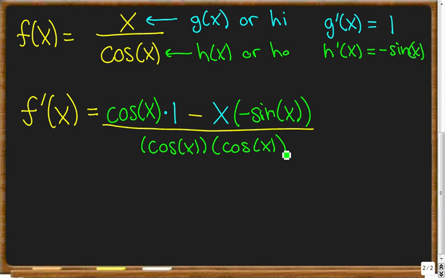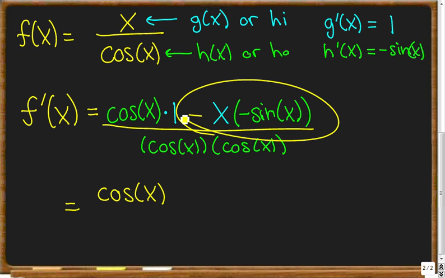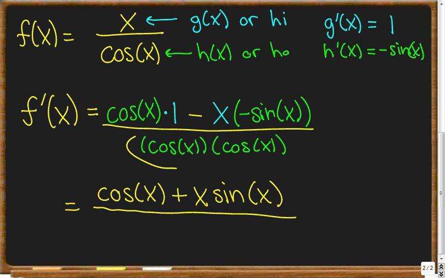Right. So now our main goal is just to simplify this function, and once we do that, again, we're finished. So 1 times cosine of x is just cosine of x. Then we look at the second part. We have a minus x, or you can think of it as a negative x, times a negative sine, which is going to create a positive x sine of x. And then we divide. Our denominator is cosine times cosine, so that is just cosine squared. And voila, we are finished.